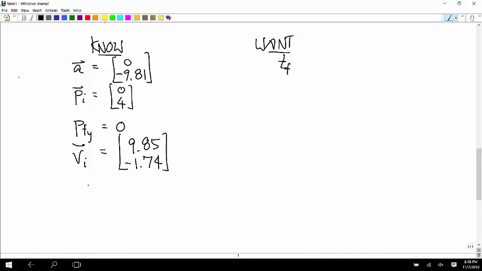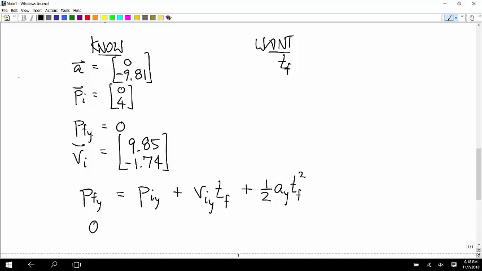And the equation that'll work with this is PFY is equal to PIY plus VIY TF plus 1/2 AY TF squared. So 0 is equal to 4 minus 1.74 TF minus 4.905 TF squared.